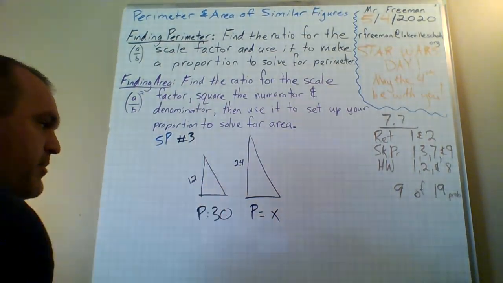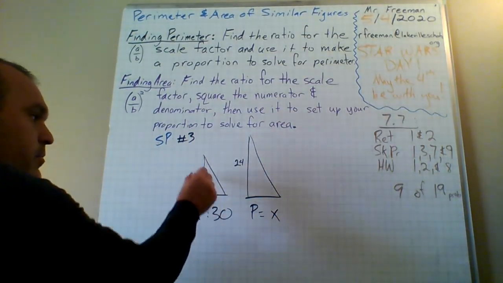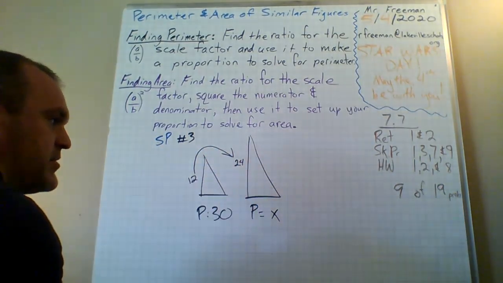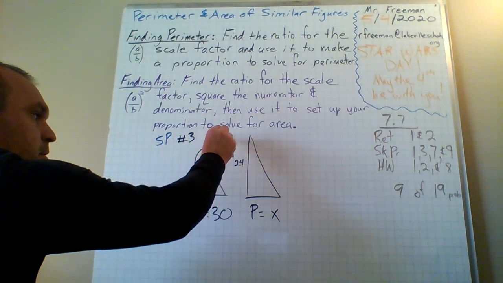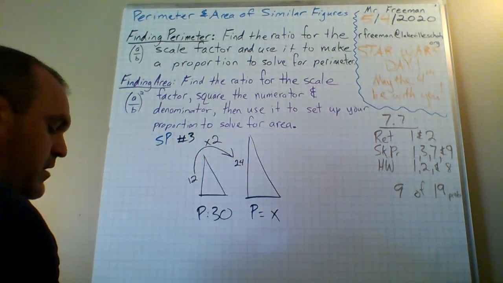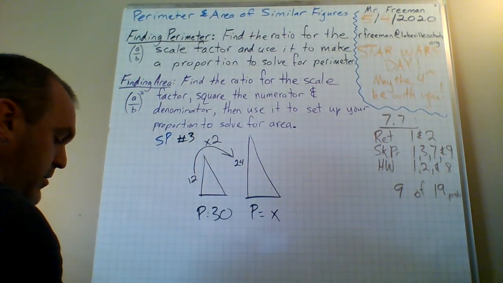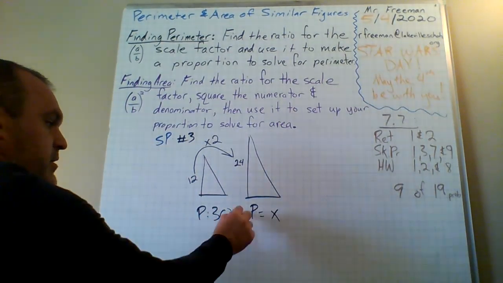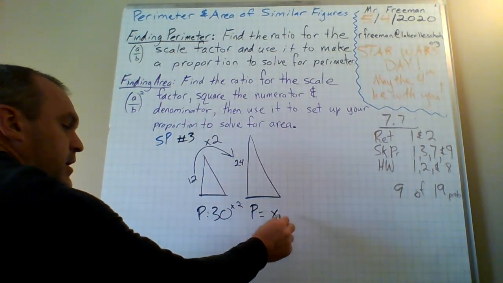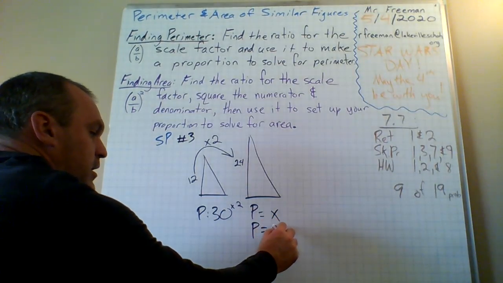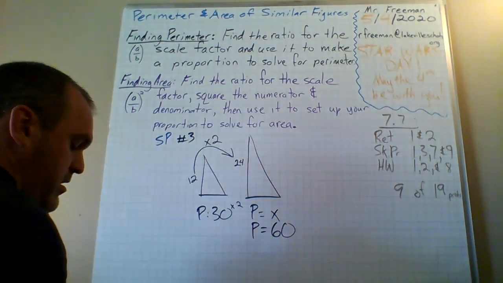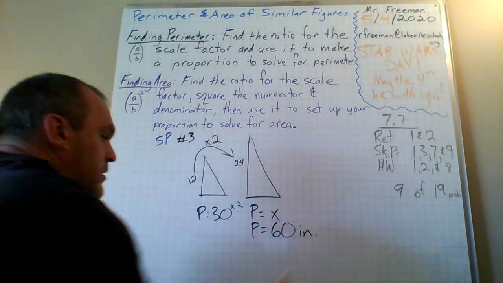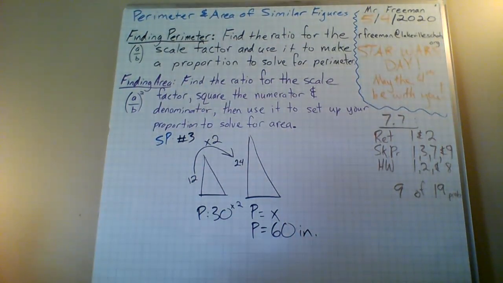This one may or may not be one that's easy for you to see. And I'm going to kind of pretend like you can see this. That 12 times 2 is 24, right? So I should be able to take this perimeter of 30 and just multiply it by 2 and get my new perimeter equals 60, and those dimensions are in inches. Okay, some of them are that straightforward.